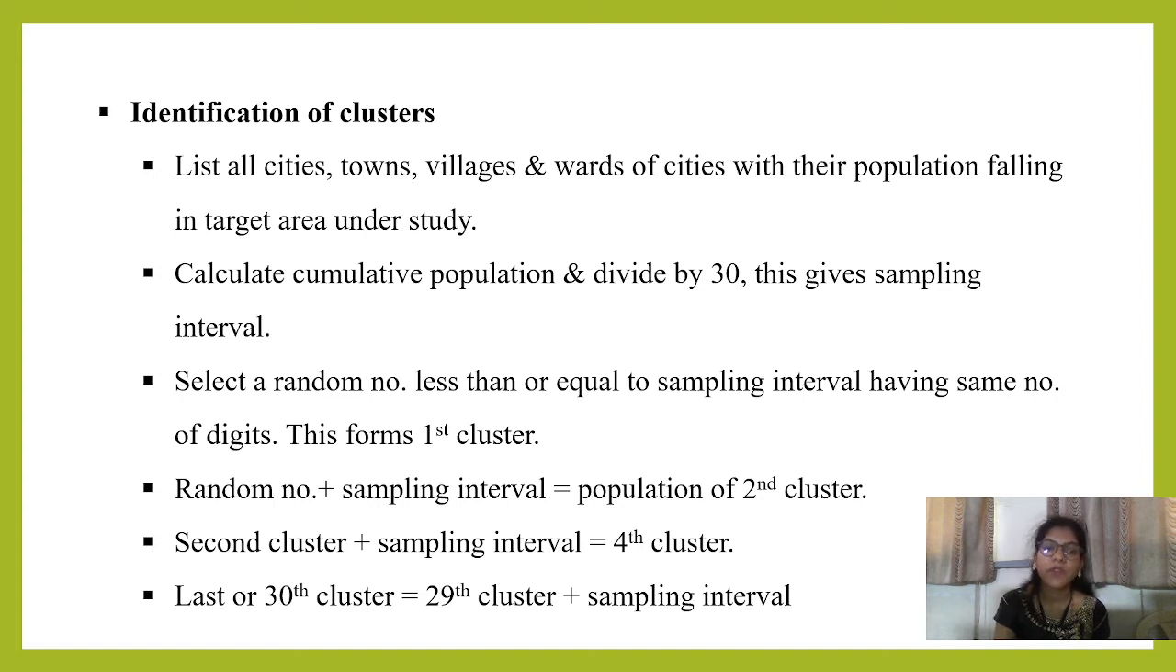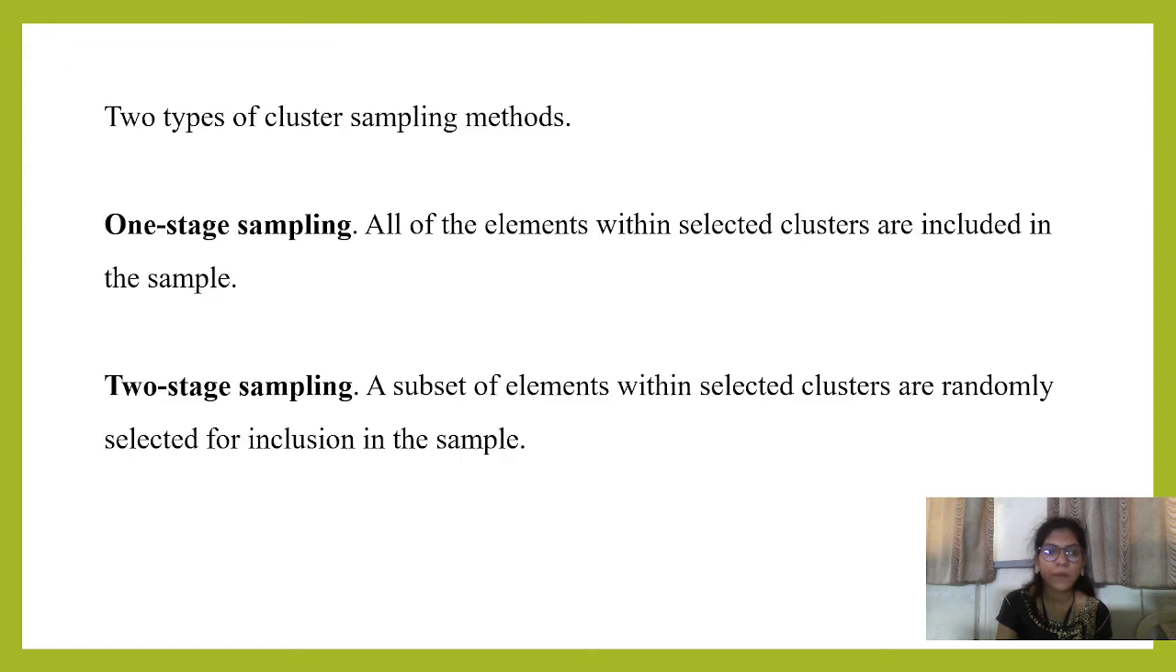This forms the first cluster. The random number plus the sampling interval is equal to the population of the second cluster. The second cluster plus the sampling interval gives the third cluster. And the last, or 30th, cluster is equal to the 29th cluster plus the sampling interval.